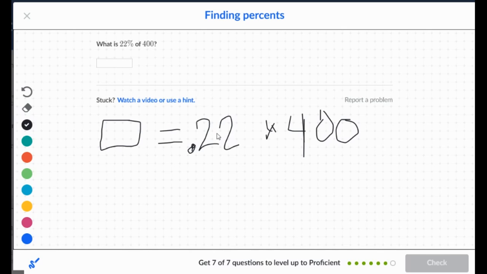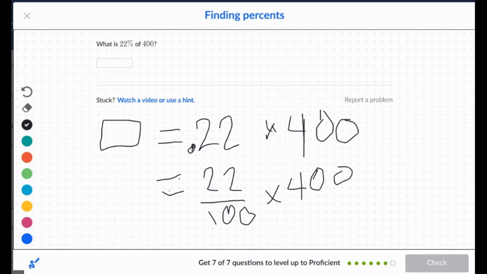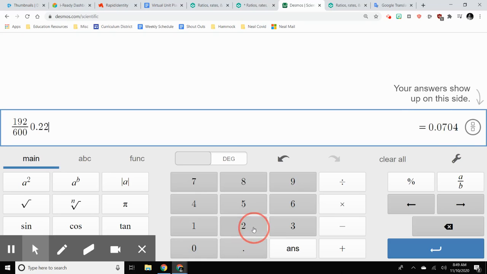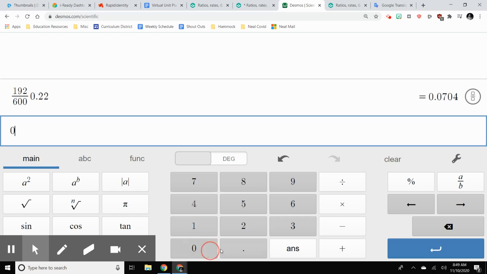Now I can show you a shortcut. We don't know how to multiply fractions yet, but if we had 22 over 100 times 400, instead of dividing the 22 and 100, we can divide the 400 and the 100. So this gives me 4 and 1. So my answer here is going to be 88, because 22 times 4 is 88. And I'll prove it to you. 0.22 times 400 is going to be equal to 88.